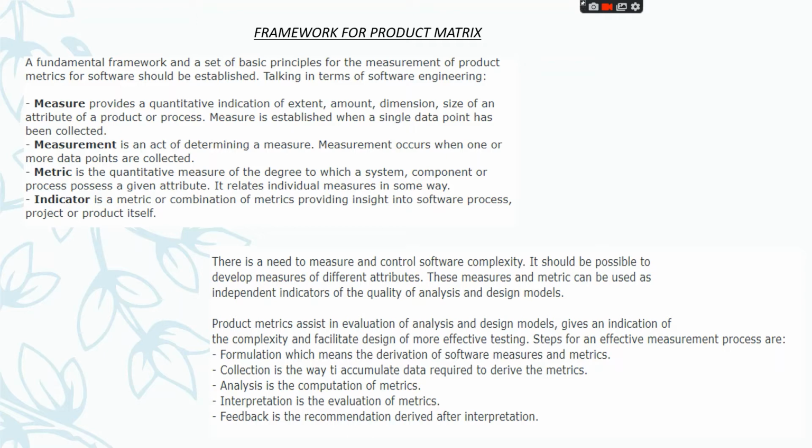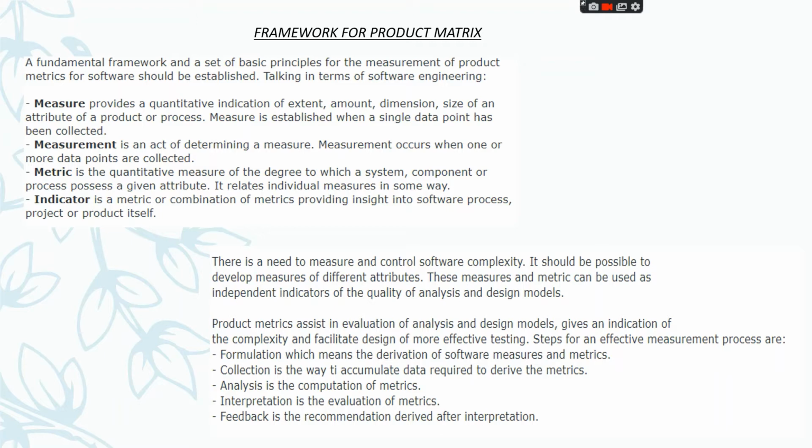And the last one is the indicator. It is a metric or a combination of metrics providing directly an insight into the process of software project or in the product itself. So there is a basic need for understanding the measure and to control the software complexity. So one should be aware of all these four terms, and it will help them to develop measures of different attributes. These measures and metrics can be used as independent indicators of the quality of analysis and design models.